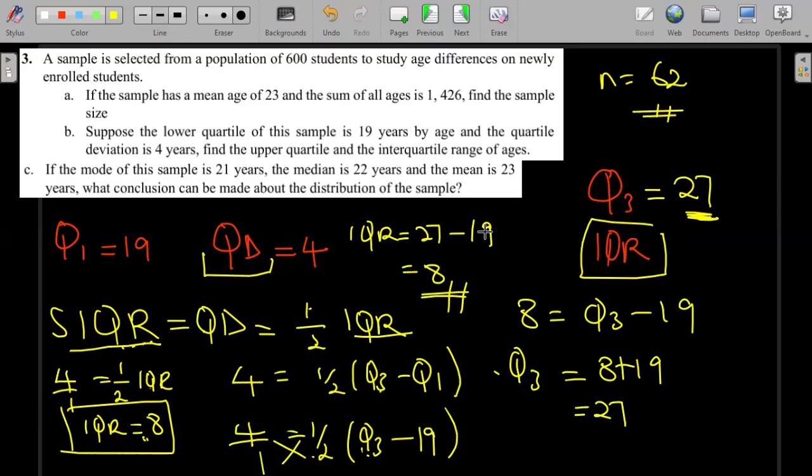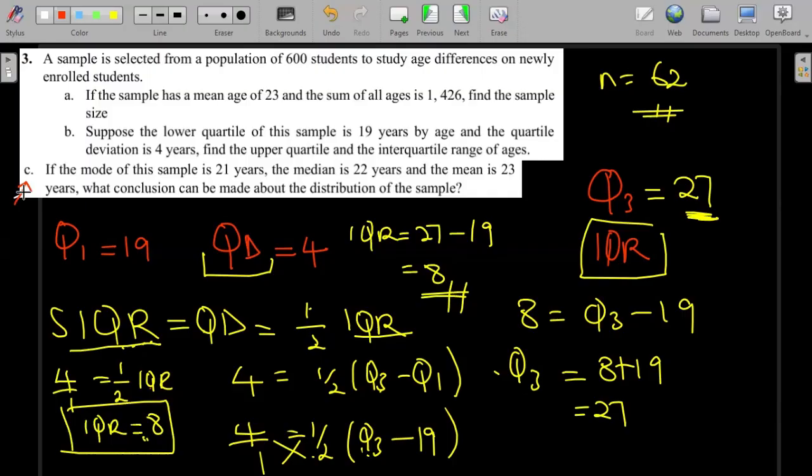Okay, so that is my interquartile range there. I don't know if there are any questions there. Then this question C is a question straight from your notes. It's about the skewness of the distribution. What is the distribution showing?